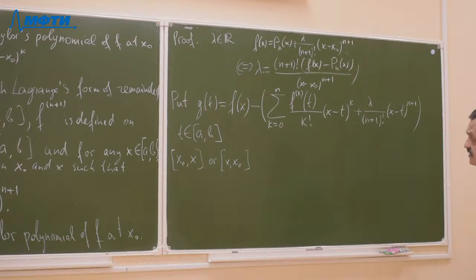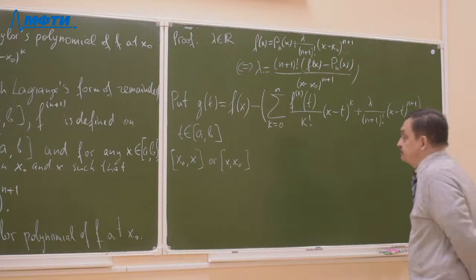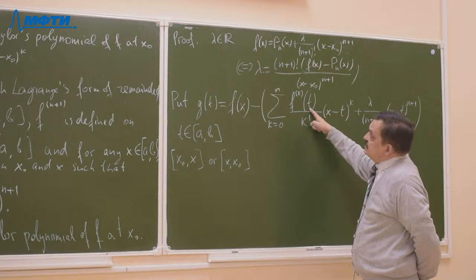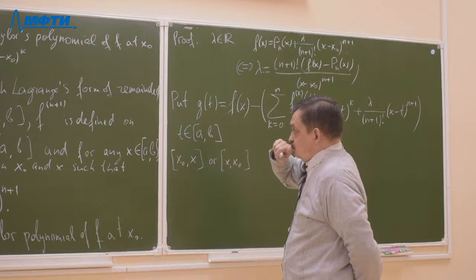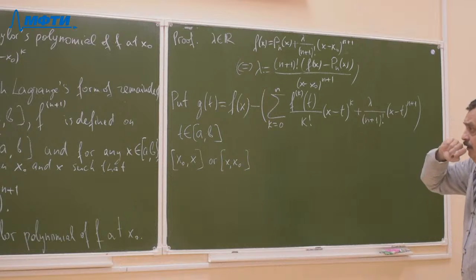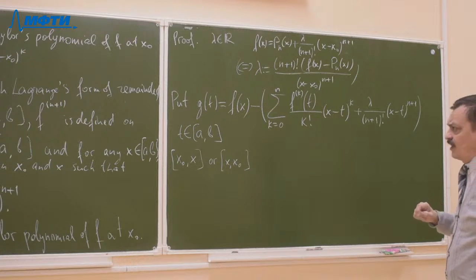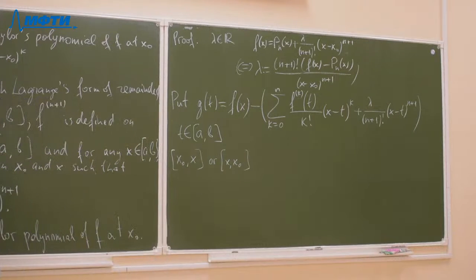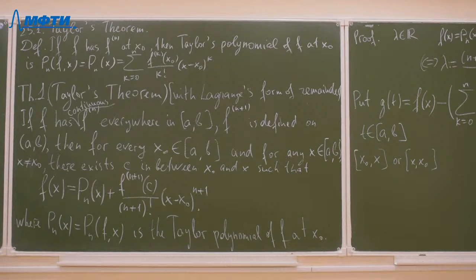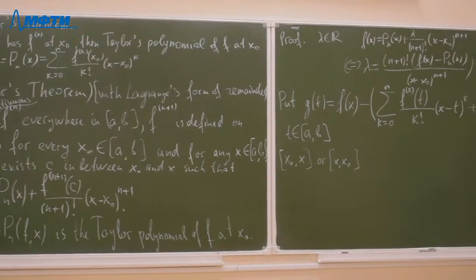So what can we say about this function as a function of t? X and x naught are fixed. In fact, x naught is not here, but x you can see. Maybe to make it easier, let me suppose f has continuous nth derivative everywhere in AB, because I don't want to exclude cases x naught or x equals a or b, right?